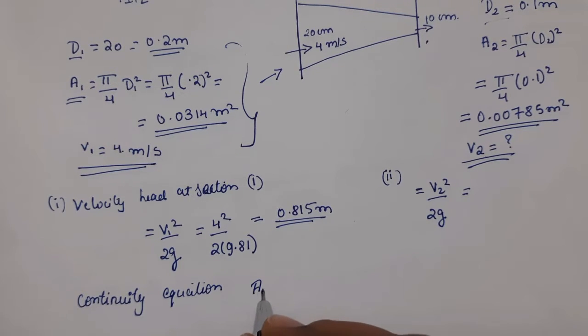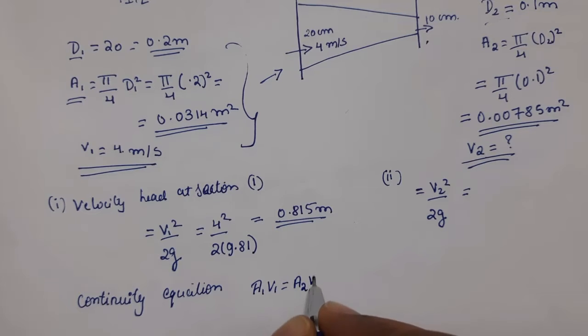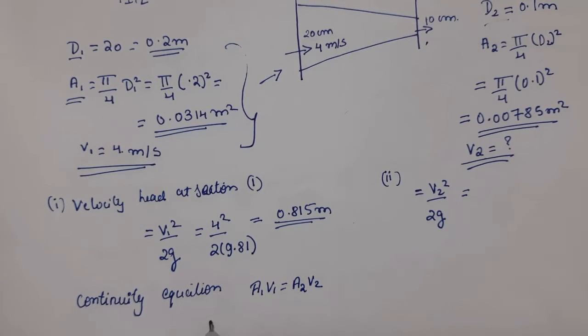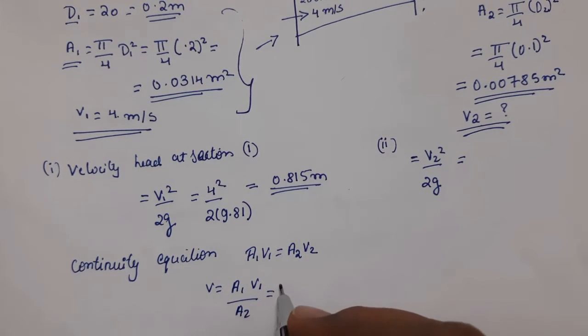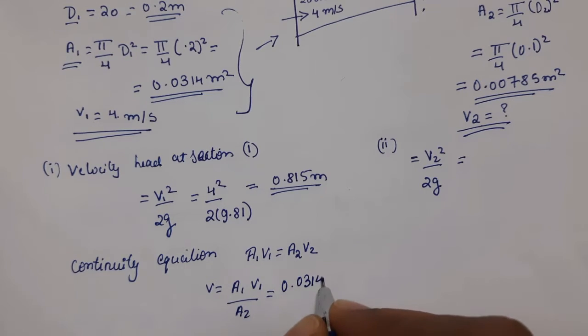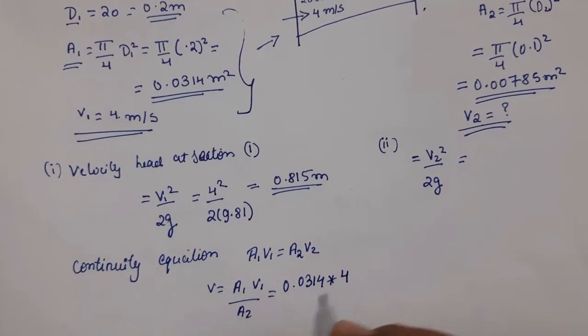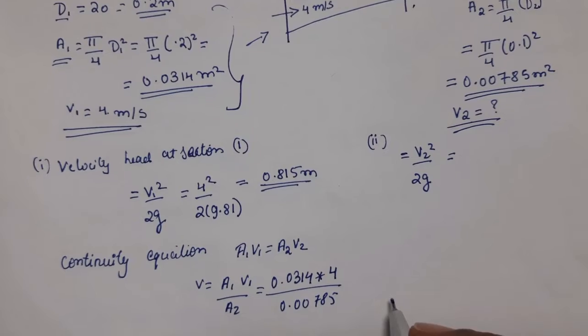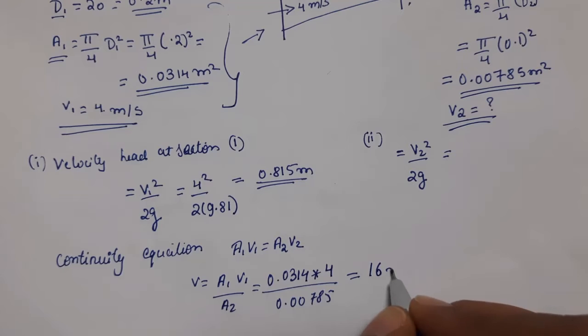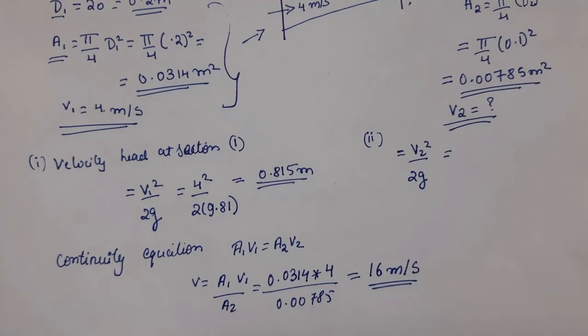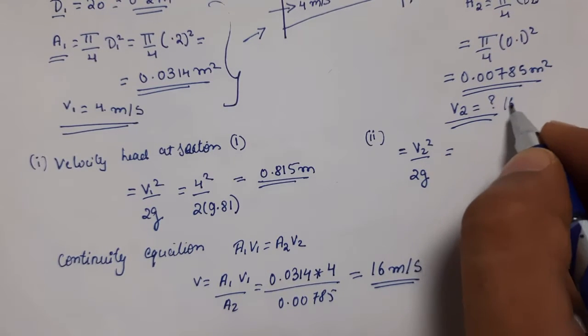That is A1 V1 is equal to A2 V2. So V2 is nothing but A1 V1 by A2. So substitute all these values that you have got here. A1 is nothing but 0.0314 into 4 divided by 0.00785. When you calculate this, you get the speed as 16 meter per second. So this is V2 here, 16 meter per second.